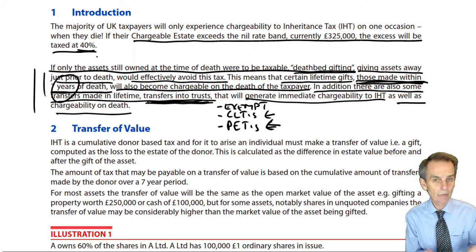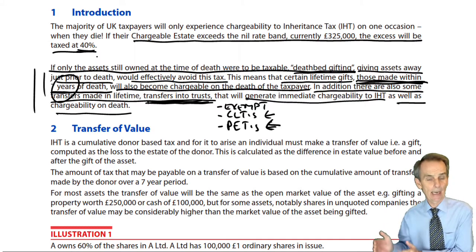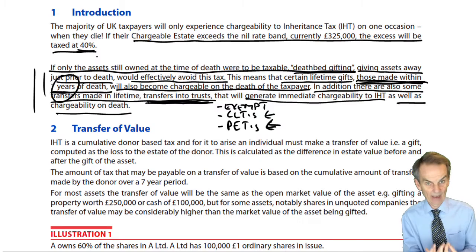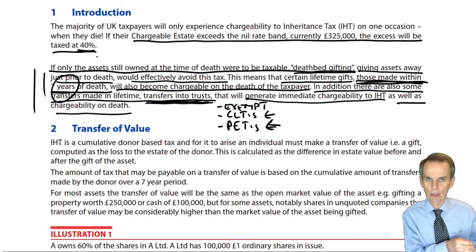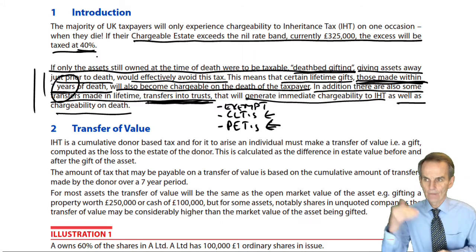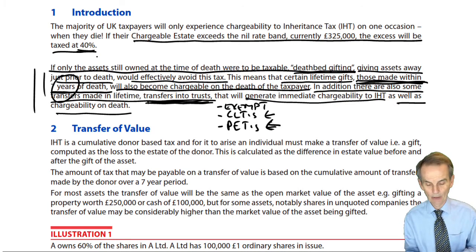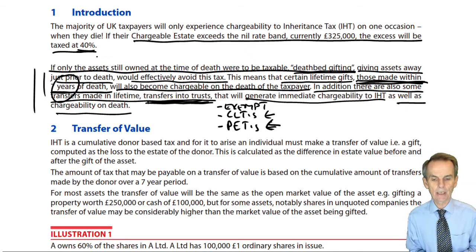So it uses the first £125,000 of the available nil rate band. That therefore leaves £200,000 of the nil rate band. That then is applied against your chargeable estate at death, and the excess above that available nil rate band, what's left over after dealing with lifetime transfers, that £200,000, first £200,000 of the estate at death at nil, balance at 40%. That's why we said that IHT is a cumulative donor-based tax.